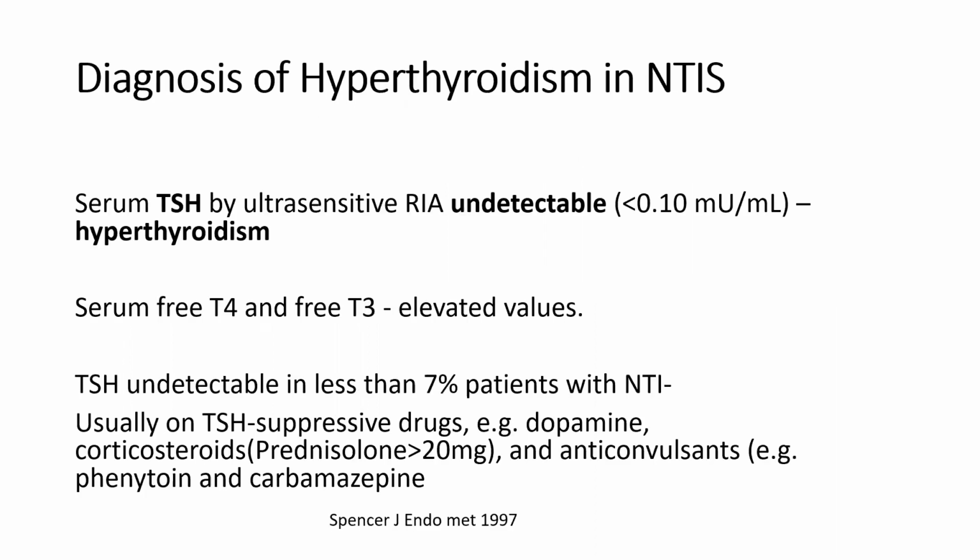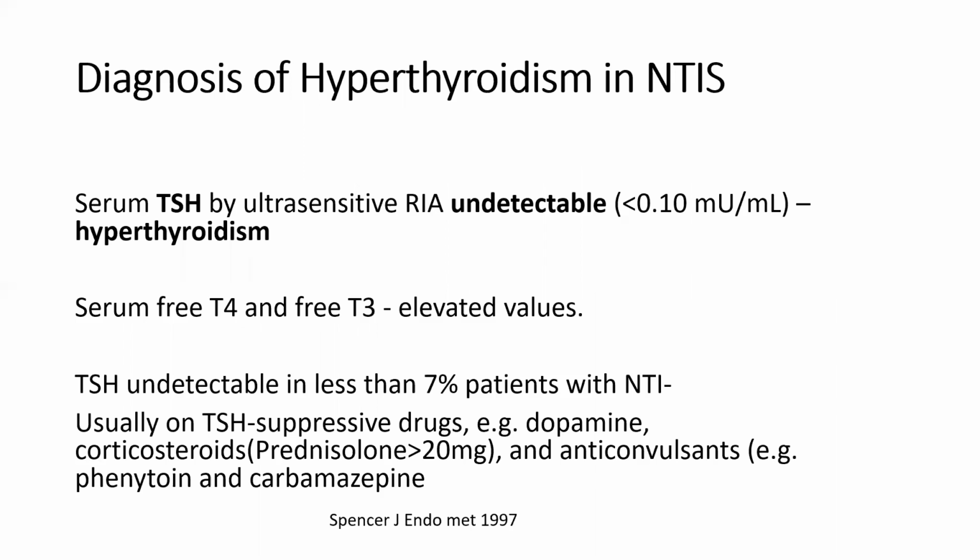If it is reduced, we can suspect central hypothyroidism. When to suspect hyperthyroid status in non-thyroid illness? Usually, as I told, TSH will be reduced in non-thyroid illness, but usually it won't be at an undetectable level. When the TSH is at an undetectable level in an ultra-sensitive assay, we can suspect a hyperthyroid status with underlying non-thyroid illness.